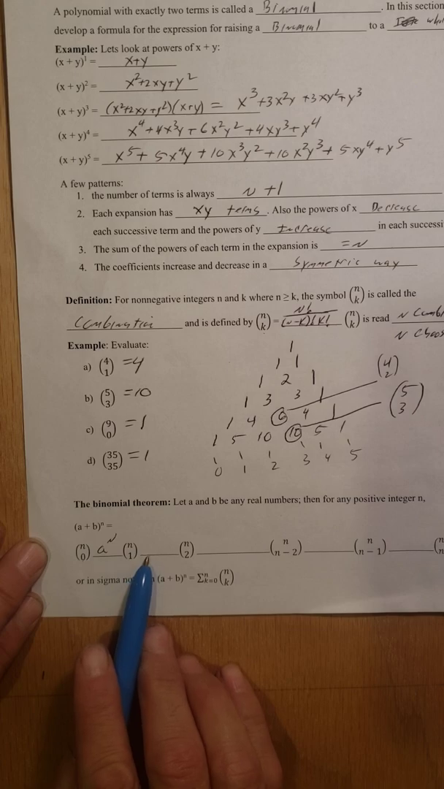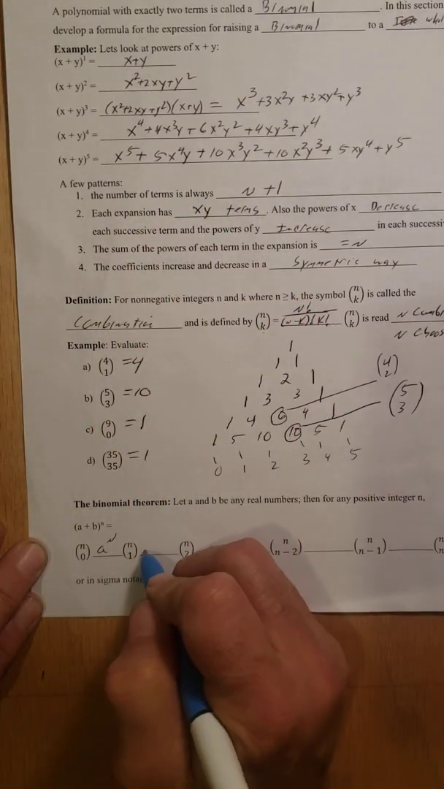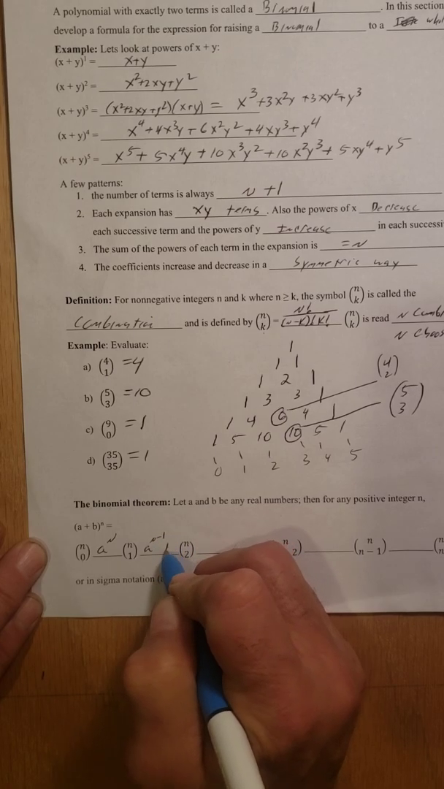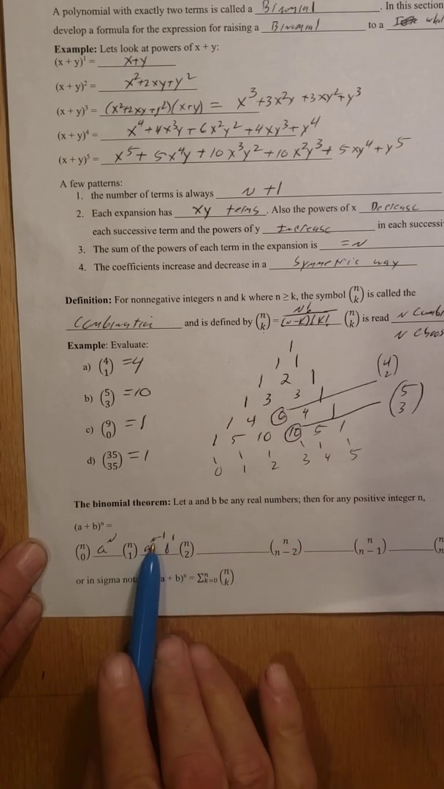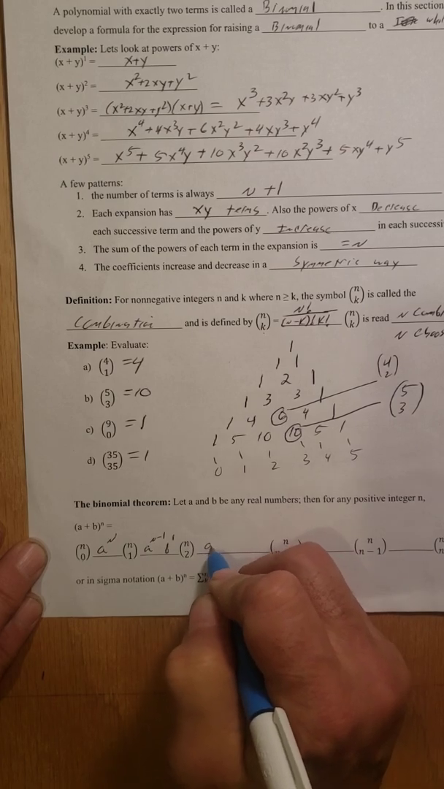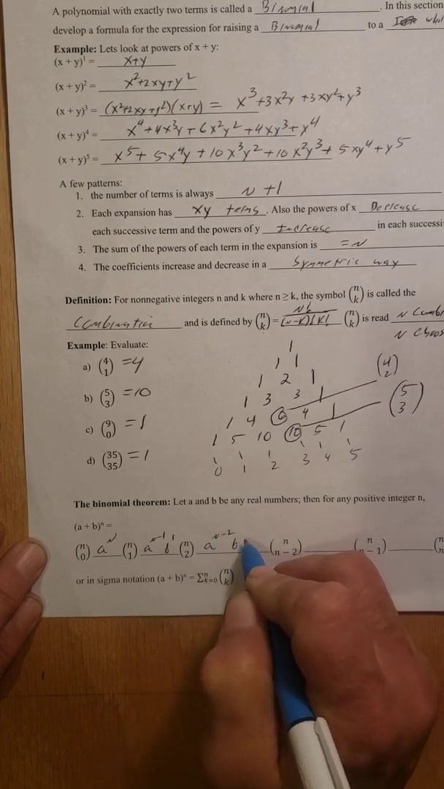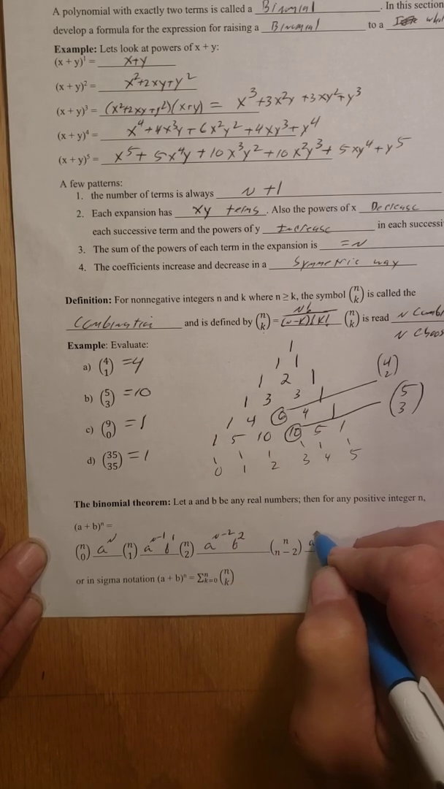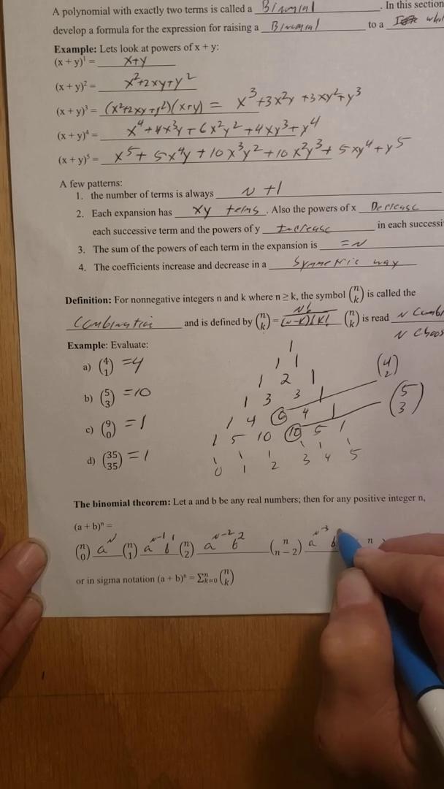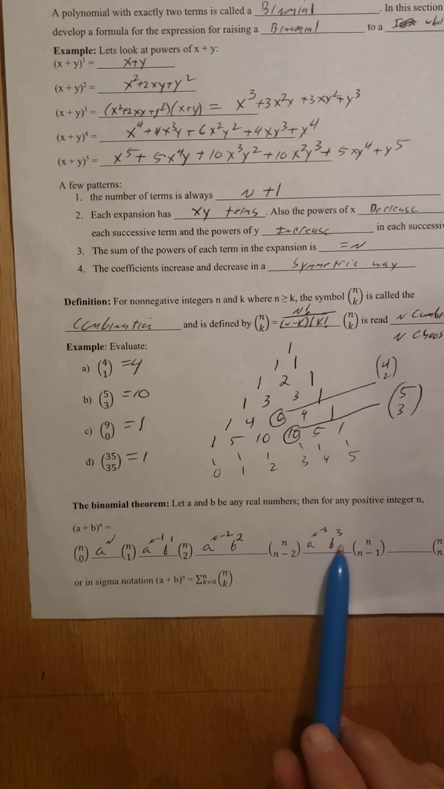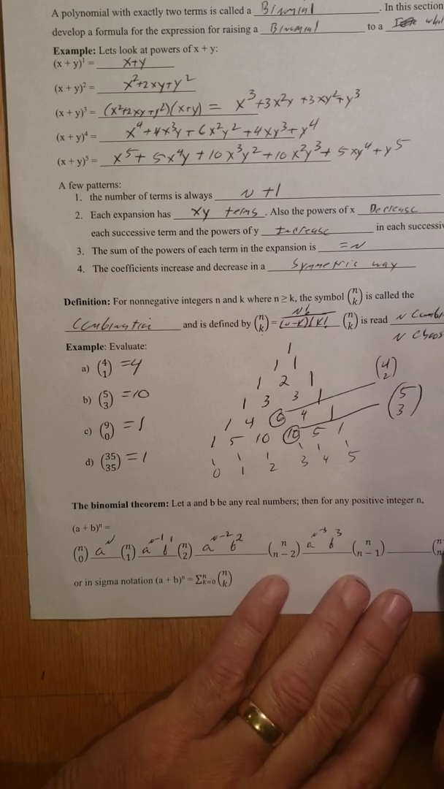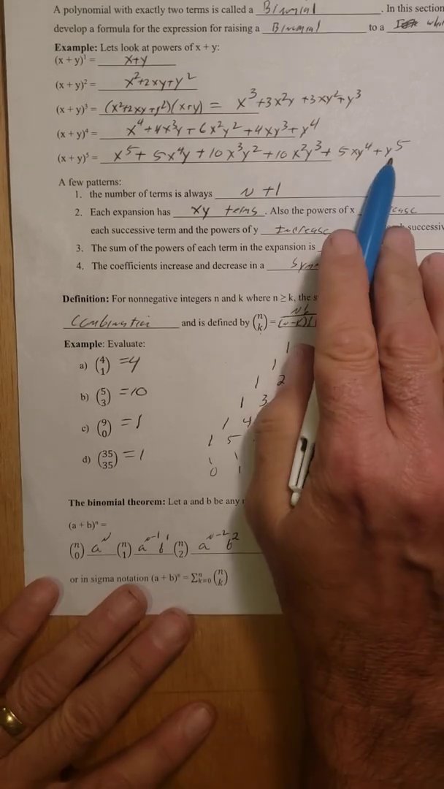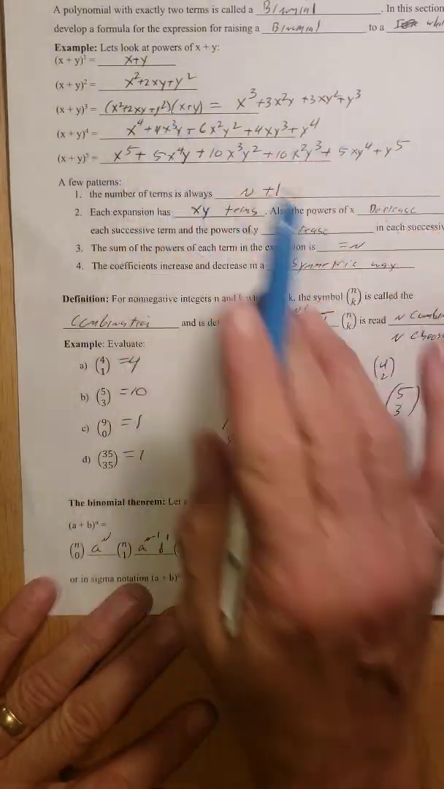Then the middle term, or the second term, is always going to be a to 1 less power, and then b to the first power. Remember, these have to add up to n. The second term is a to the n minus 2, b to the second. Third term, a to the n minus 3, b to the third. Remember, these always have to add up. So my last term, the a would be to the 0 power, I guess, and then I would have b to the n, which is why I always had y to the 5th here, y to the 4th, and so on.